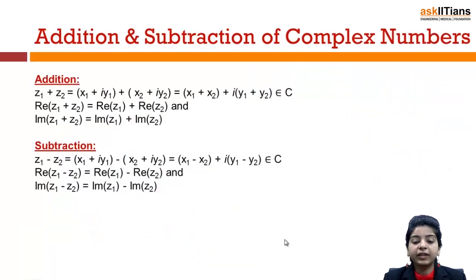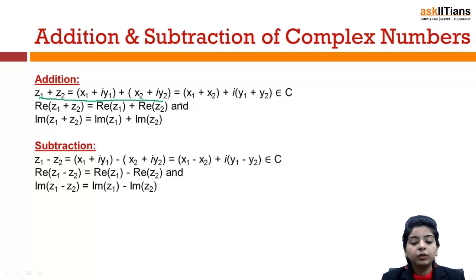Okay, now we have the addition and subtraction of complex numbers. Addition is simple, that is you just add your real part to the real part and imaginary part gets added to the imaginary part. And similarly in subtraction also, the real part gets subtracted from the real part and imaginary part gets subtracted from the imaginary part. So we have z1 plus z2 would be equal to x1 plus iota y1 plus x2 plus iota y2.